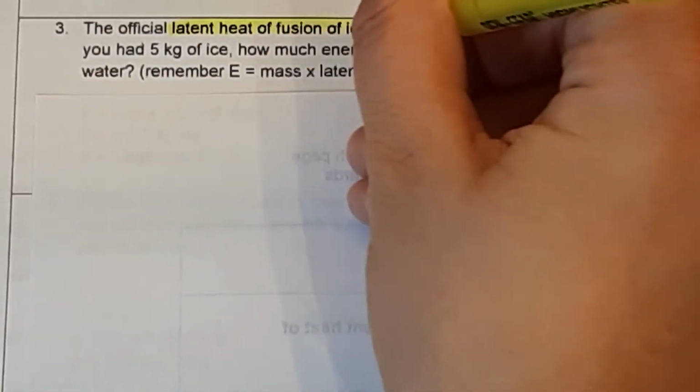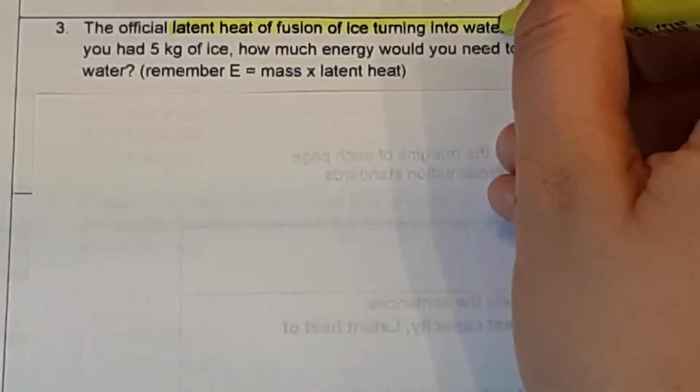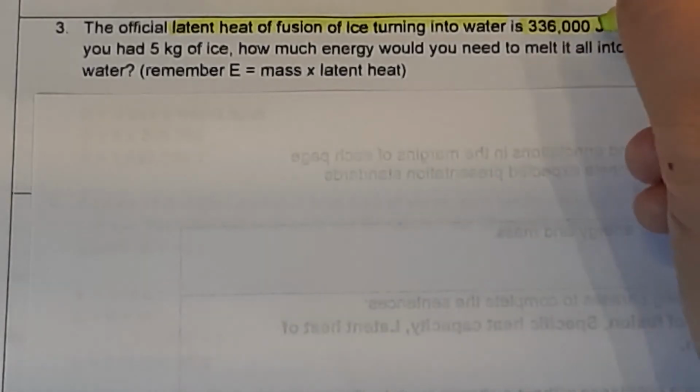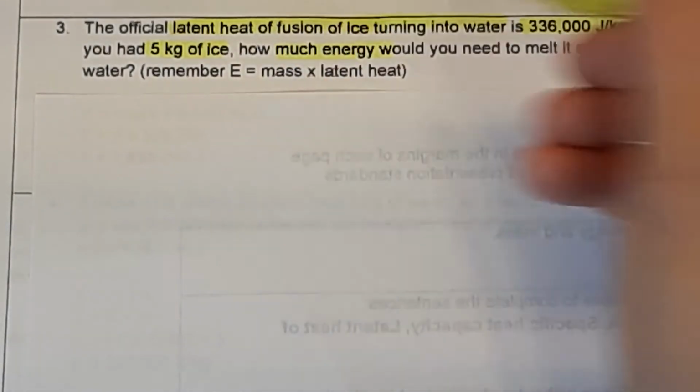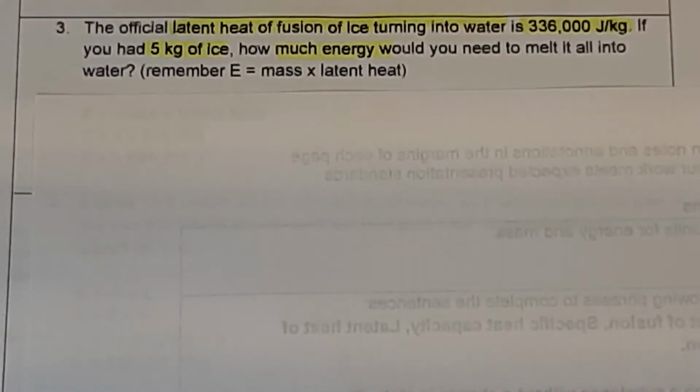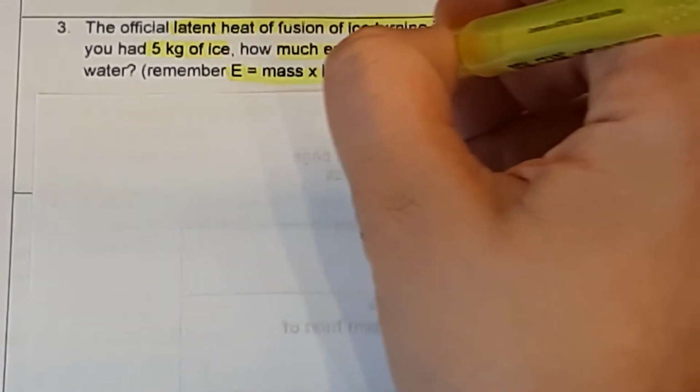Question 3. The official latent heat of fusion of ice turning into water is 336,000 joules. So that's the latent heat of fusion of ice. So ice turning into water, that's 336,000 joules per kilogram. So if you had 5 kilograms of ice, how much energy would you need to melt it all into water? And remember, here's the equation you will need.